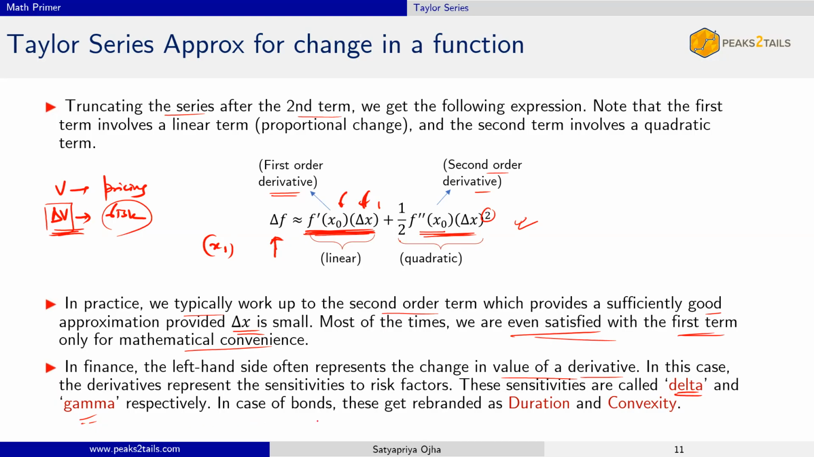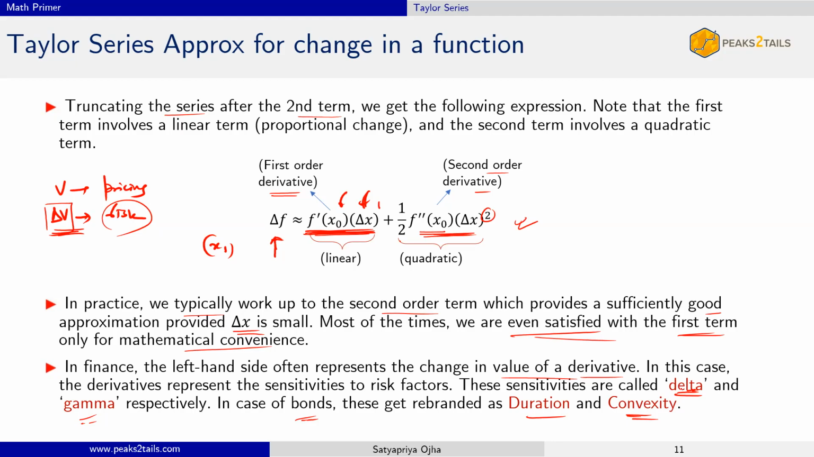And in the case of bonds, we have special names. These terms get rebranded as duration and convexity. Duration is the first order change. Convexity is the second order change. That is bond lingo. But in general, for options we have delta and gamma. Not just for options, you can also say it for forwards. What is the delta of a forward? You can do that. Delta and gamma are more generic. Duration and convexity are specifically for bonds.